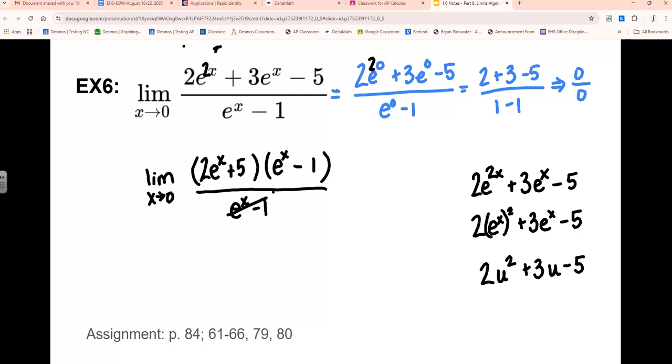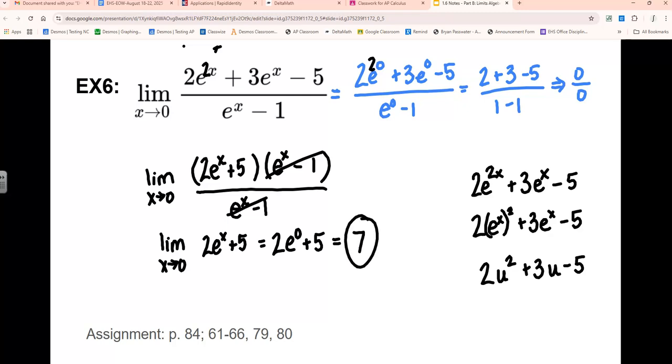Okay, so these do in fact cancel. And then we just have the limit as x approaches 0 of 2e to the x plus 5. We can do direct substitution here. 2e to the 0 plus 5 is going to be 2 plus 5, which will give us 7 for the answer.